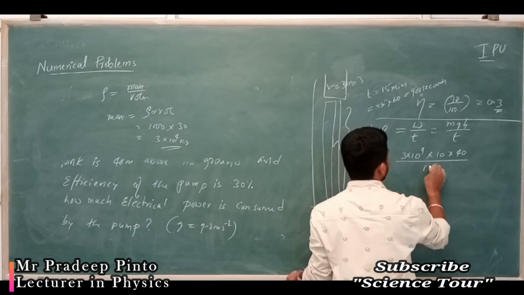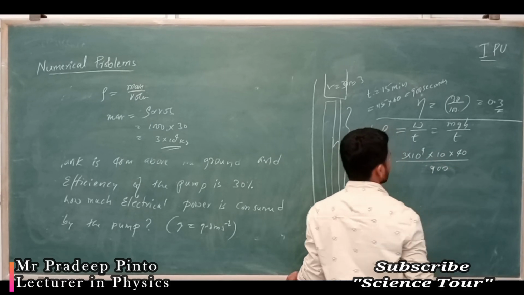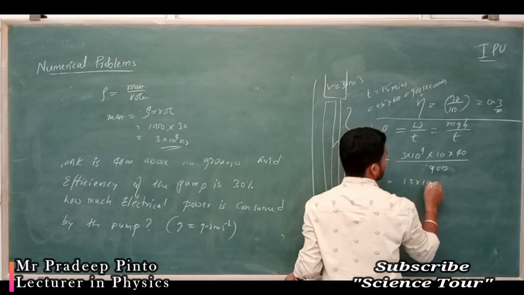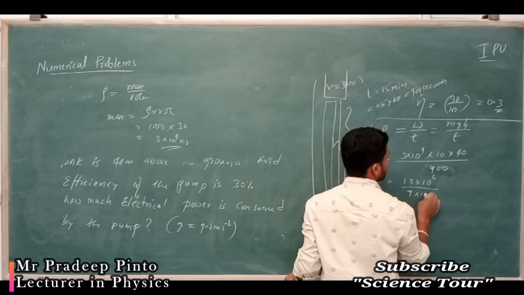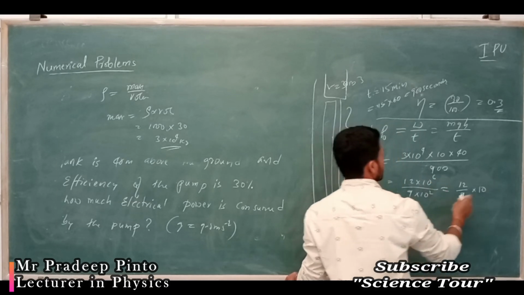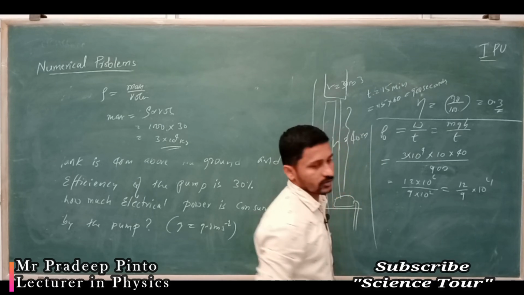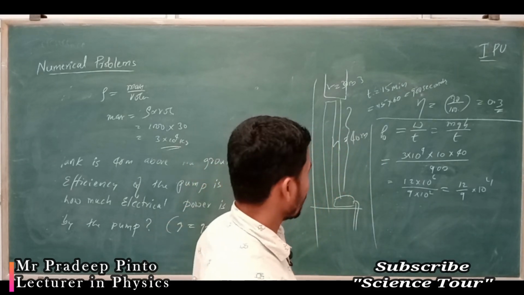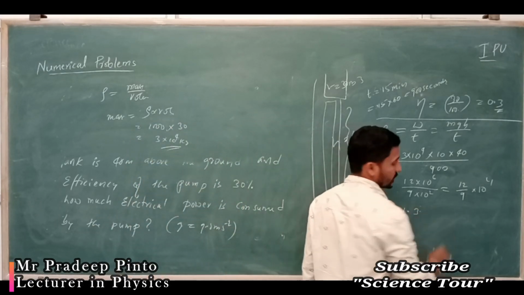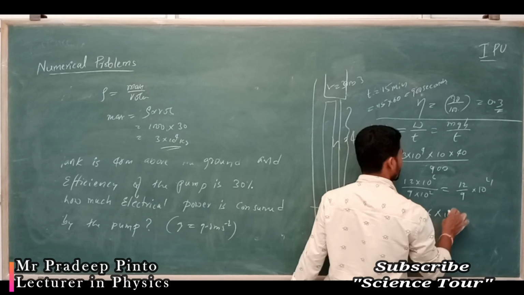40 divided by 15 into 60, that is 900. So how much? 4, 5, 6 into 10 to the power 6 divided by 9 into 10 to the power 2, you are going to get 12 by 9 into 10 to the power 2, 6 cancels 4. So 4 by 3, so that you are going to get 1.306 into 10 to the power 4 watt.